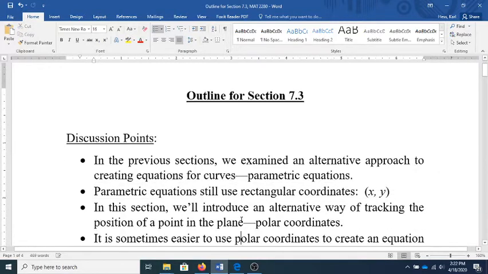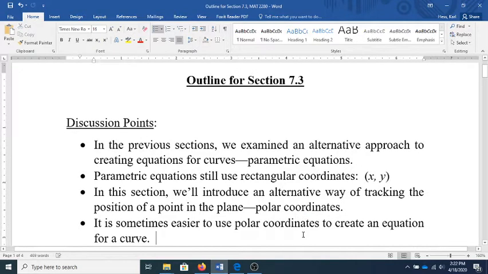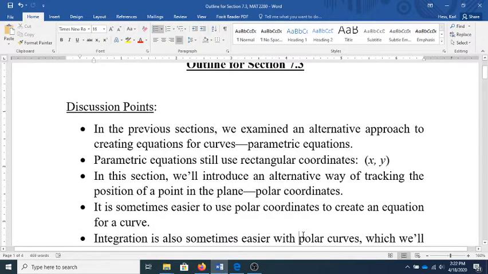In this section, we'll introduce an alternative way of tracking the position of a point in the plane, polar coordinates. Now we're not doing this just for fun, although I will kind of enjoy it. We're doing it because sometimes it's easier to use polar coordinates to create an equation for a curve. In particular, the type of curves that we don't always represent as functions, because if we think of them as functions, then they wouldn't pass the vertical line test and we'd have to break them up, and we'd rather treat them as a whole.